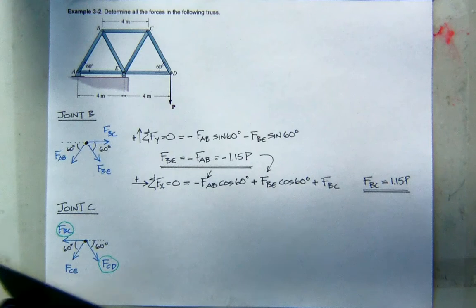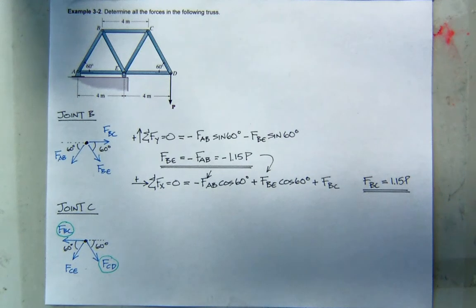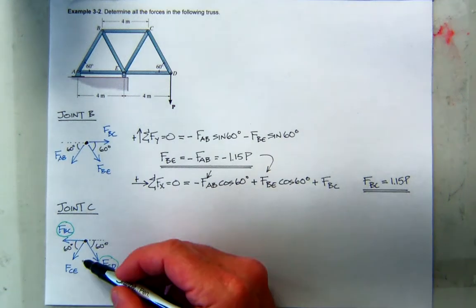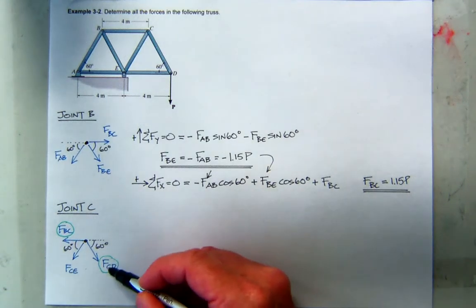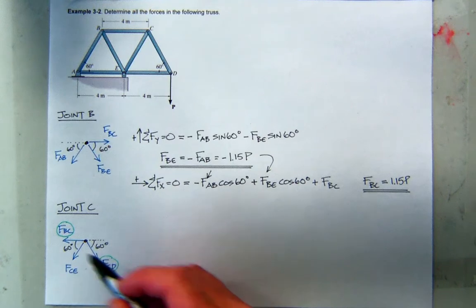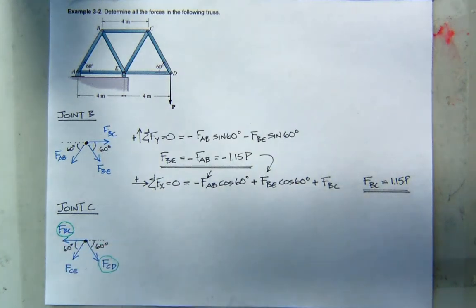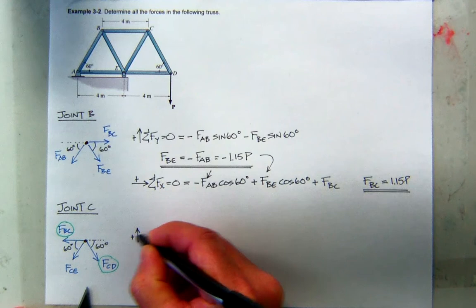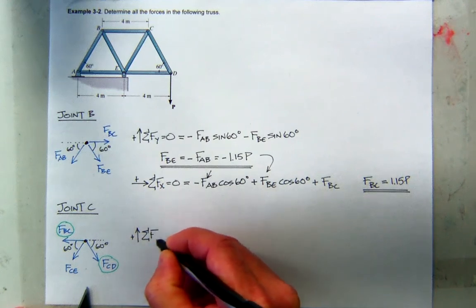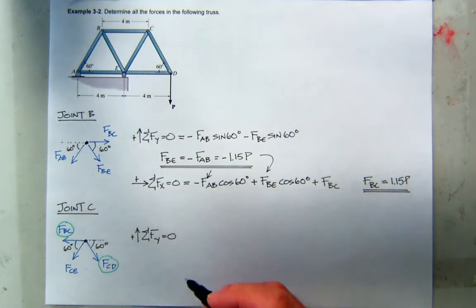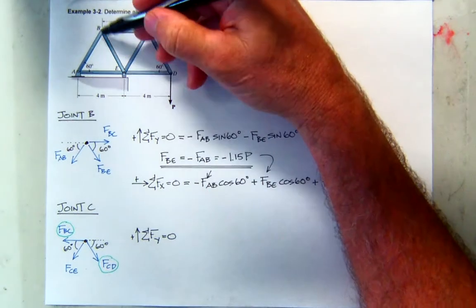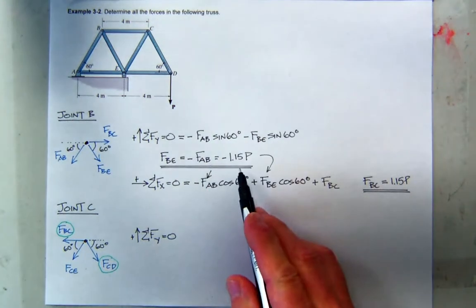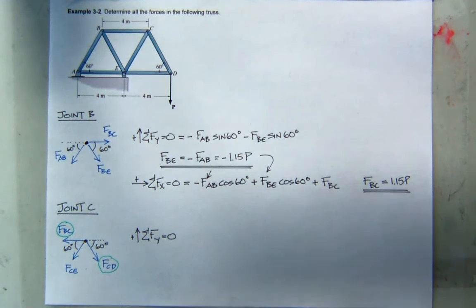What's the cleanest way to get that one? Sum forces in the Y. Yeah, I think summing forces in the Y would be the better choice because you would only be dependent on one value. If you sum forces in the X, you'd be dependent on two previous values. I think it's just a safer bet. Plus, it's less work. So let's sum forces in the Y. I bet you can guess what we're going to get. Probably the same thing we got for BE, and we got BE to be 1.15p. We'll probably get the same thing here.